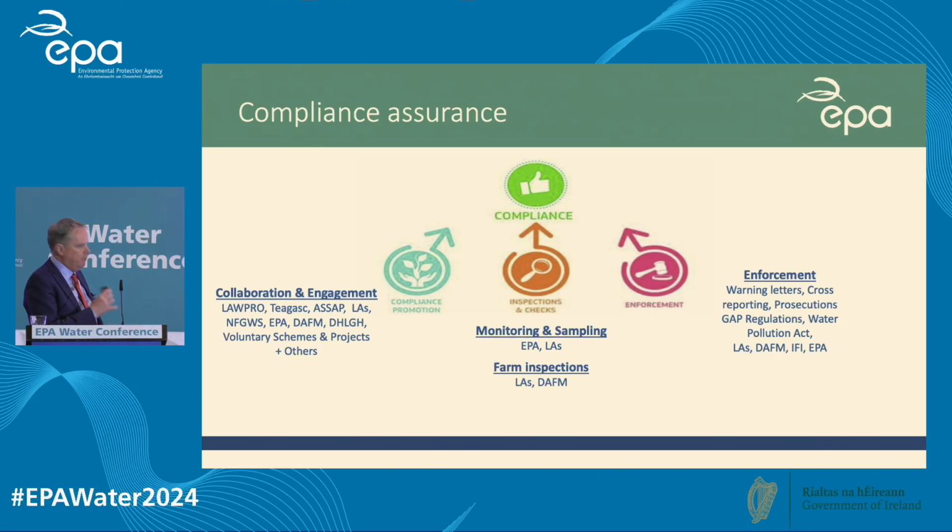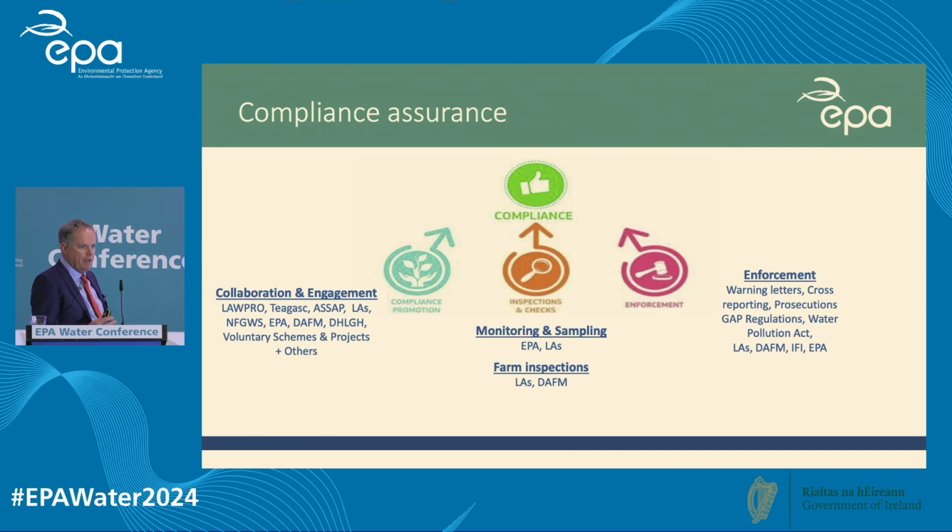There are a number of bodies out there currently who are playing a very active role in that space, including LAWPRO, Teagasc, the ASAP programme, local authorities themselves, the EPA ourselves, the National Federation of Group Water Schemes, DAFM, and a lot of other voluntary schemes and projects, some of which we'll hear about a little later on. So that awareness raising is a key component, one foundation in terms of compliance and engagement. Secondary, in the middle, is inspections and checks. We need to have the data, we need to know what is happening there, and we also need to know the measures that are currently being implemented and how effective they are.